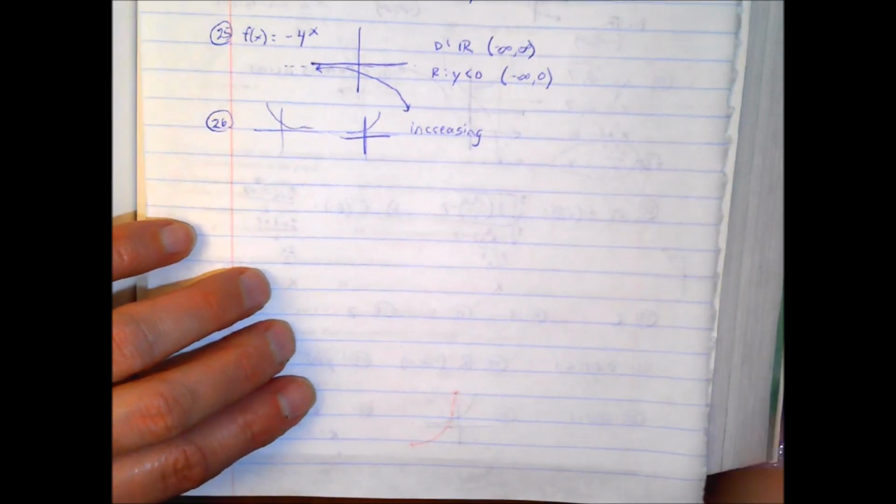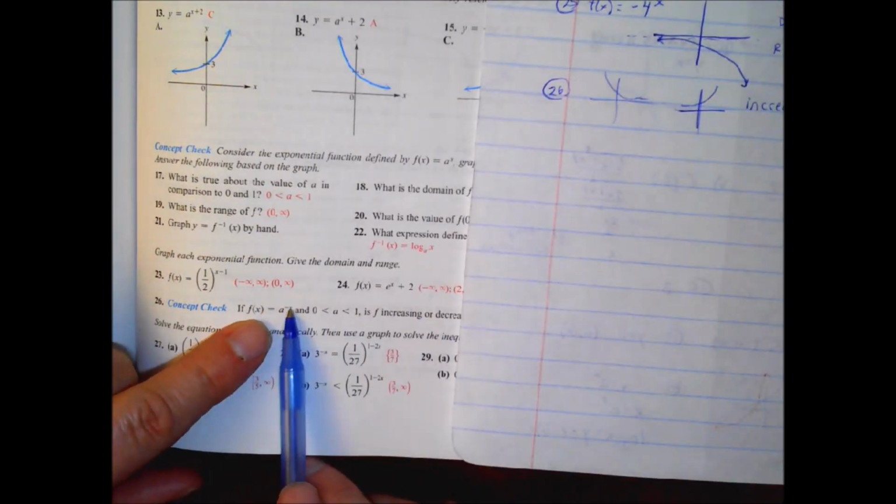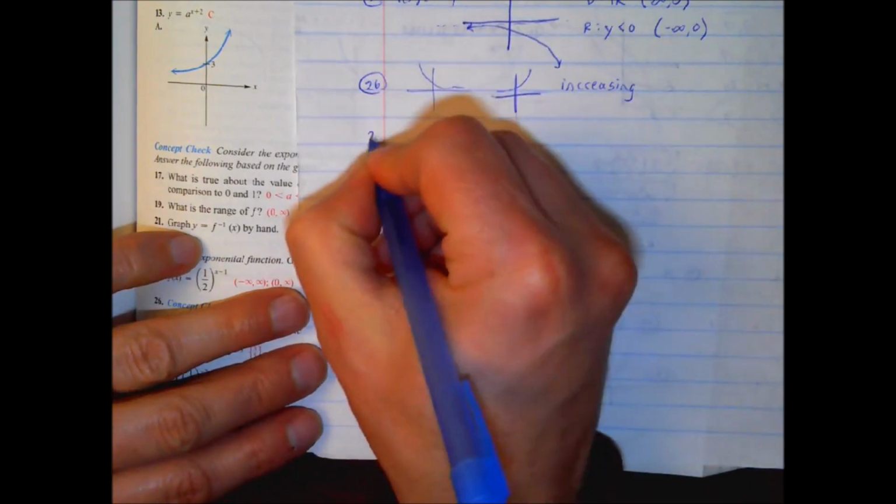Okay, now I have the same bases. I know this negative x has to equal negative 3 plus 6x. So I know 7x has to equal 3, so x equals 3/7.